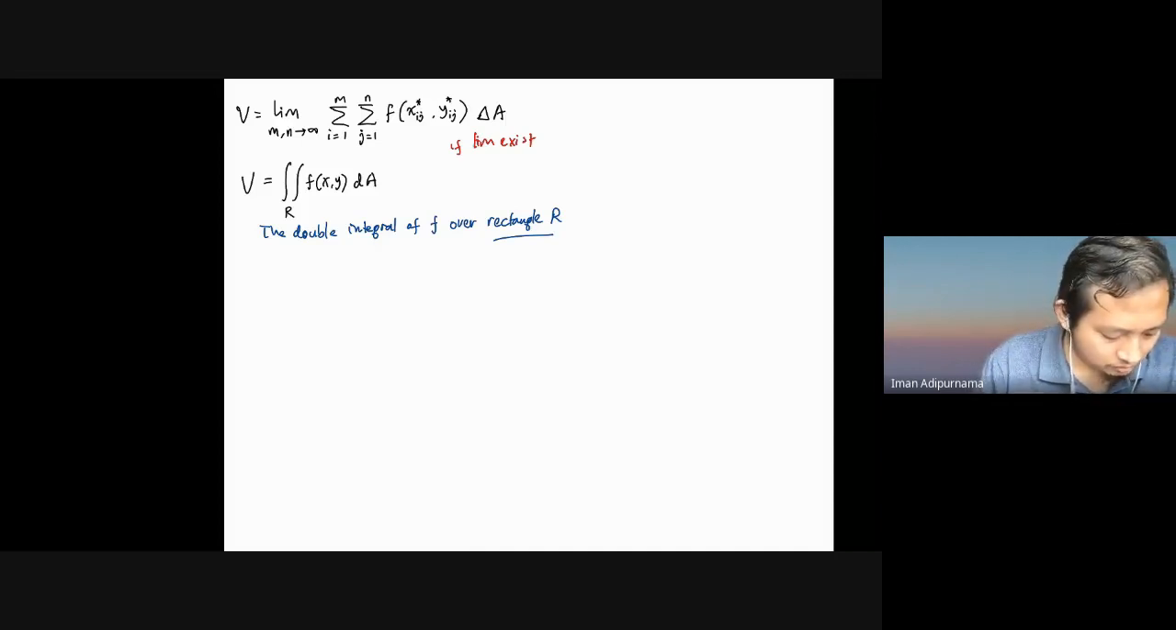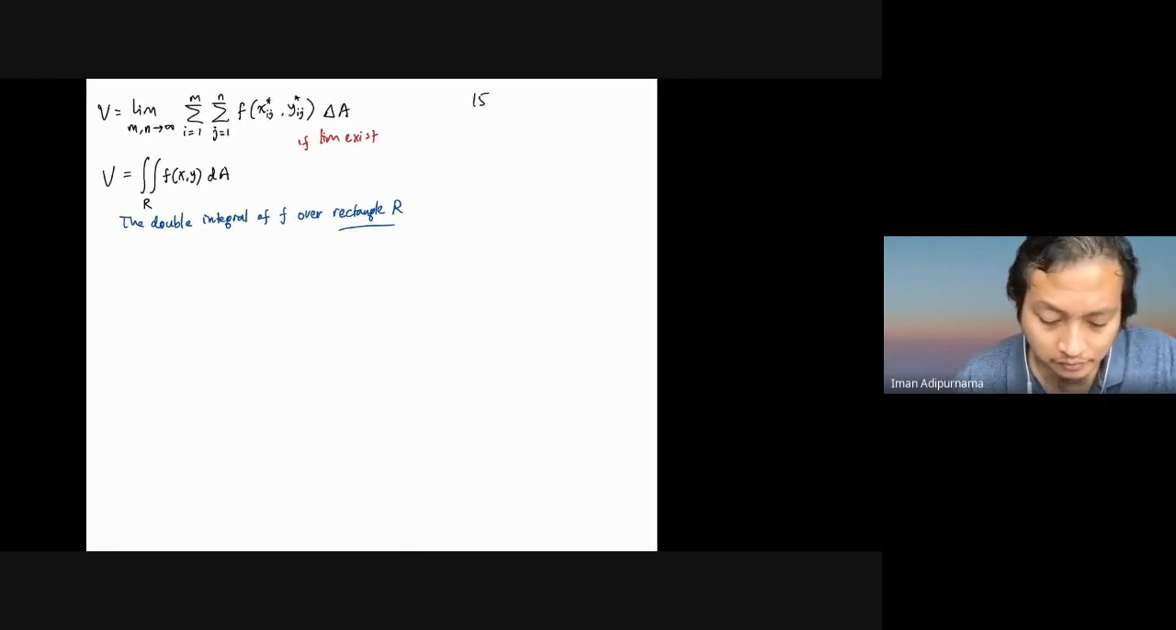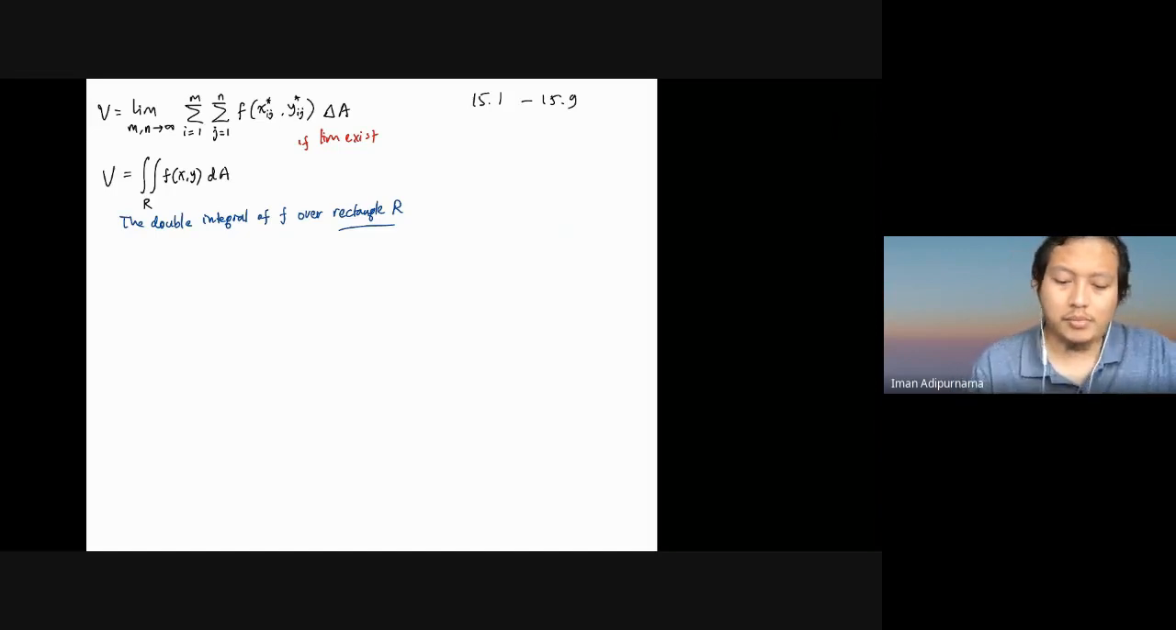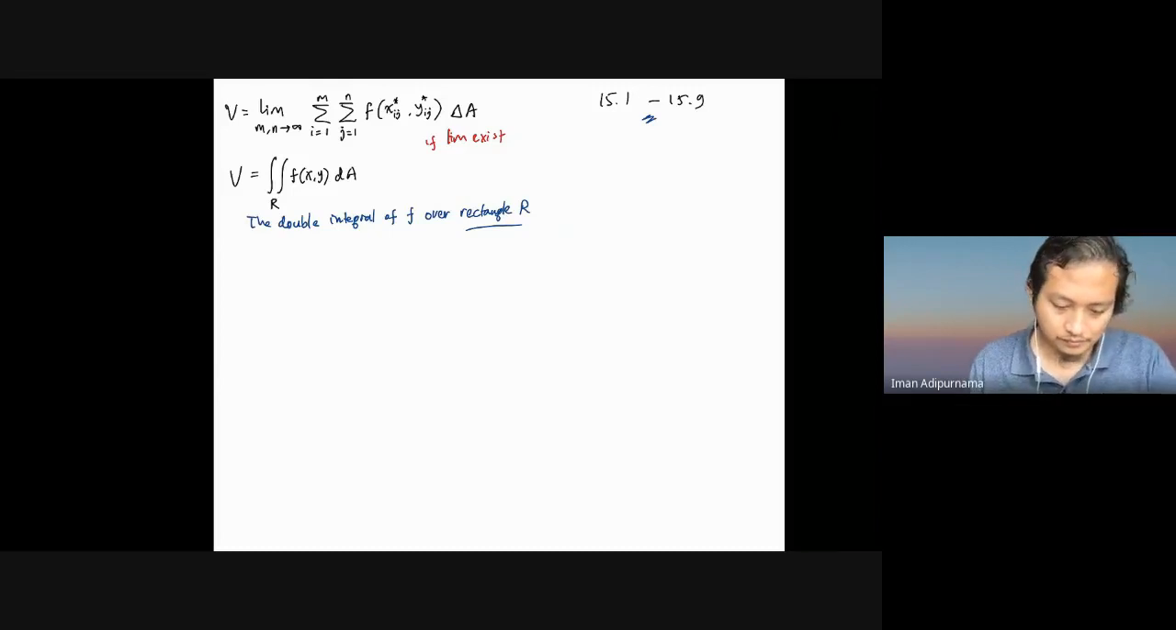There are also some precise definitions, but I think I will skip that because we have nine sections, from 15.1 to 15.9. Probably I will skip some parts in between. So I'll just share with you the key and essential integrals for this chapter. Okay, let's continue a little bit.